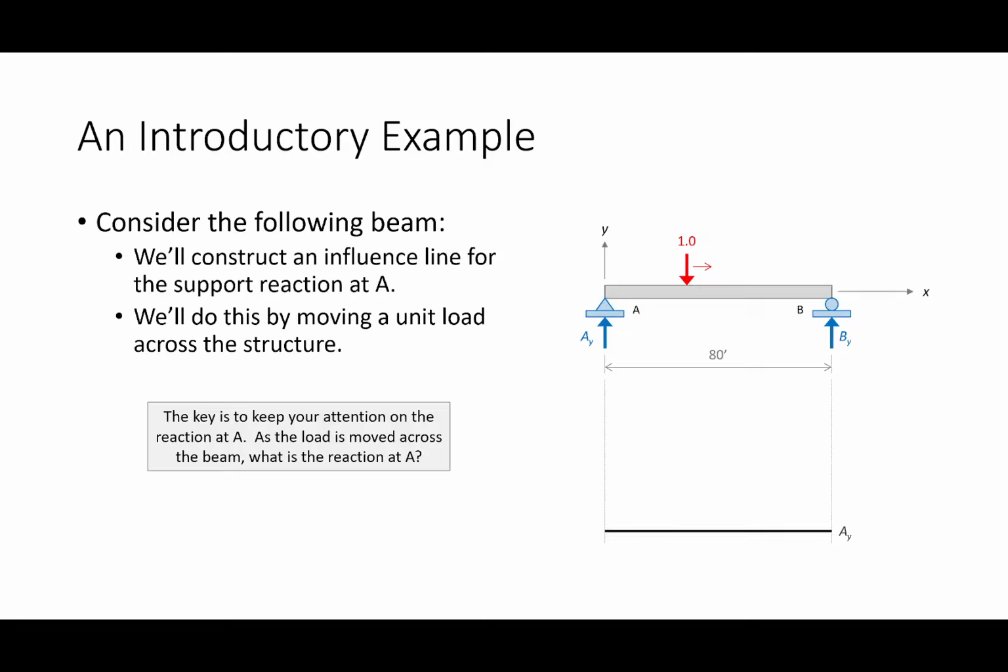Okay, so let's just think logically and think easily here. Let me ask you a question. If I put a load of 1 kip right smack dab in the middle of the beam, what is the reaction at A? 0.5. Okay, so what would my x coordinate be right here, if I put the load right in the middle? 40. So if I have a 40, this is 1/2. Is everybody okay with that?